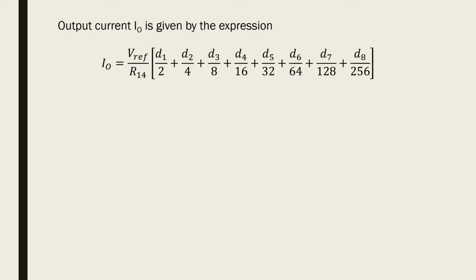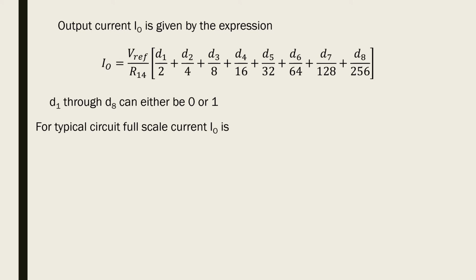So the output current I0 is given by the expression I0 is equal to V reference divided by R14 into D1 by 2 plus D2 by 4 plus D3 by 8 plus D4 by 16 plus D5 by 32 plus D6 by 64 plus D7 by 128 plus D8 by 256. Since it is an 8-bit, it is 2 to the power of 8, which is nothing but 256. D1 through D8 can either be 0 or 1.